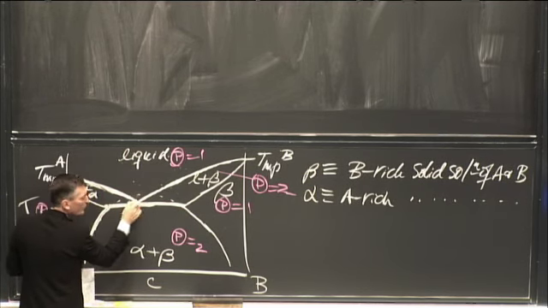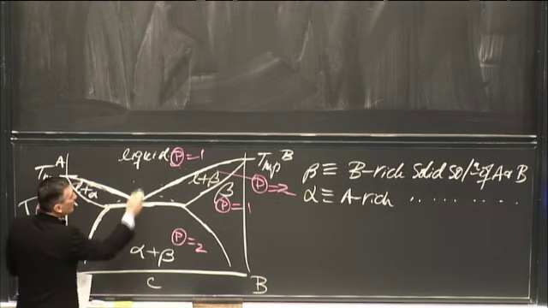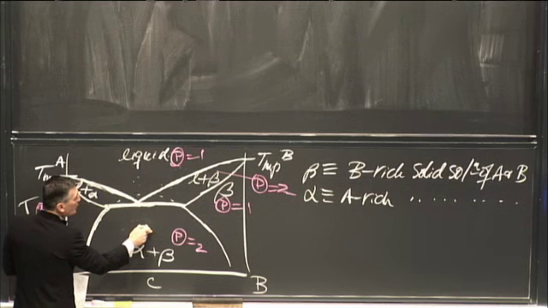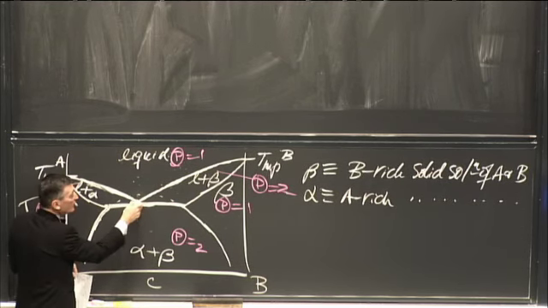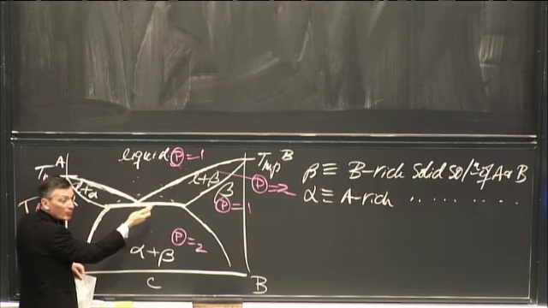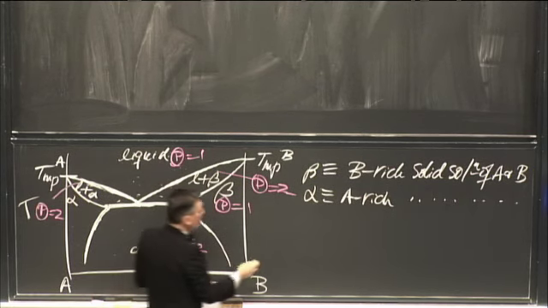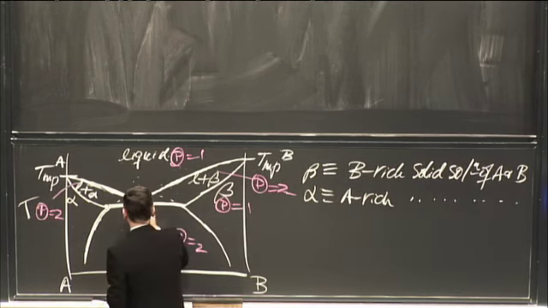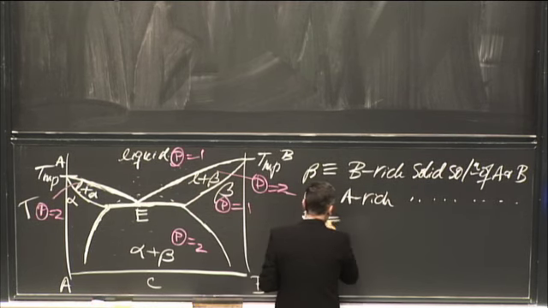What's happening at this point here? This point we have three phases in equilibrium. We have liquid, alpha, and beta. And this is the special point here. This is called the eutectic. This is the eutectic, which is the temperature at which we get all liquid at the lowest value. So I'm going to call this point E, and E is the eutectic.